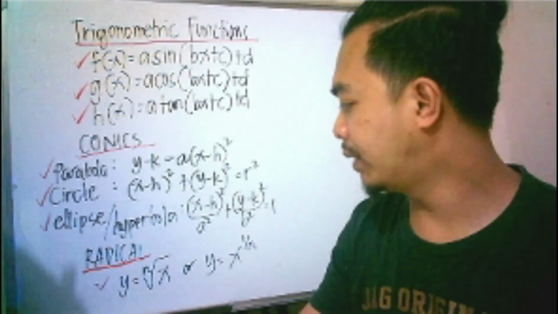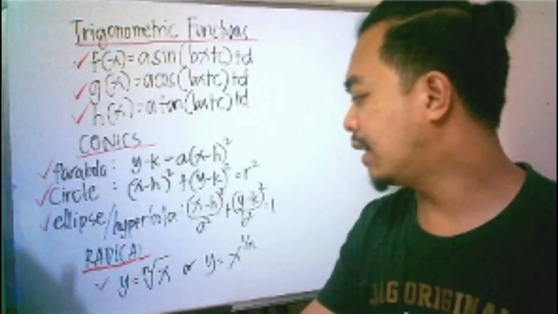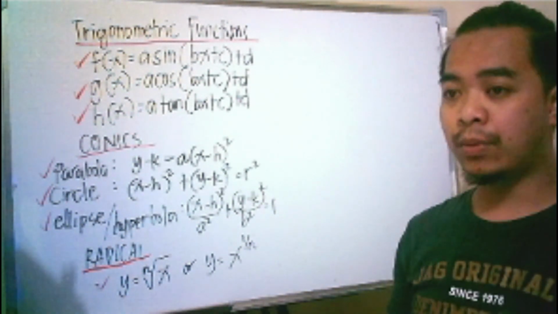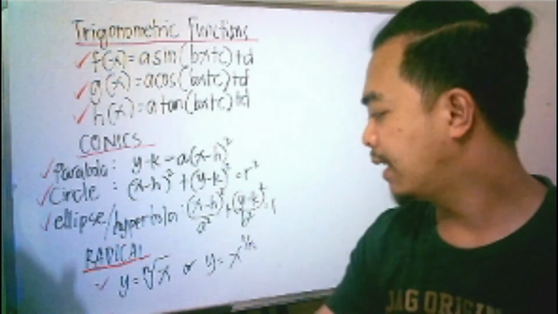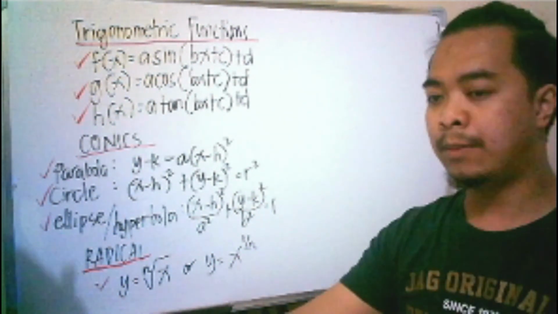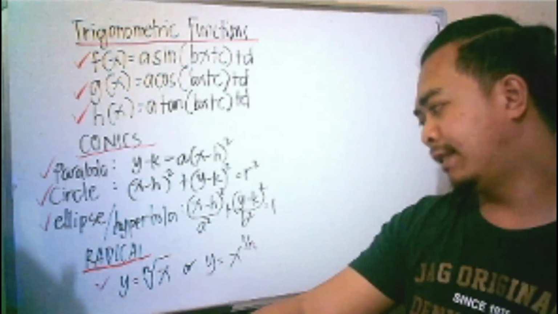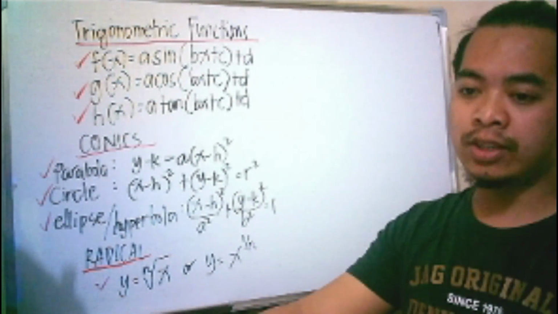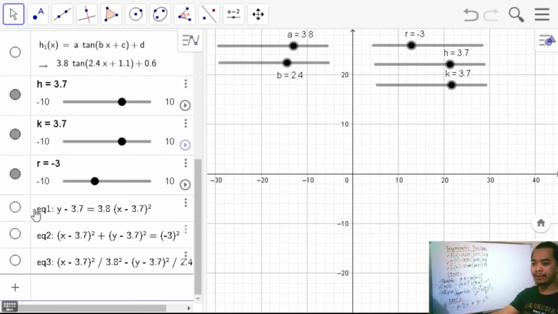We have our last function here. It is our radical function, a very simple radical function, nth root of x. Nth root of x is just the same as x raised to 1 over n. So let us illustrate or demonstrate the graph if n changes. So we have another slider, it's n.